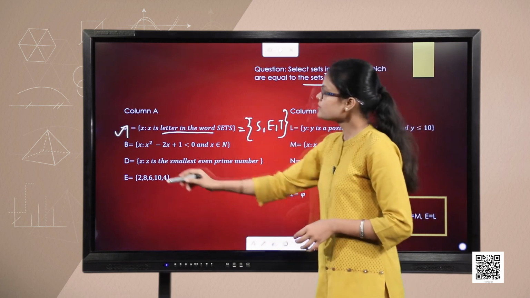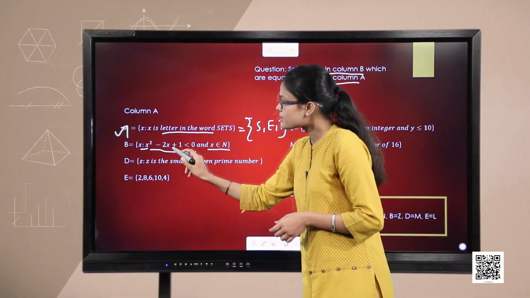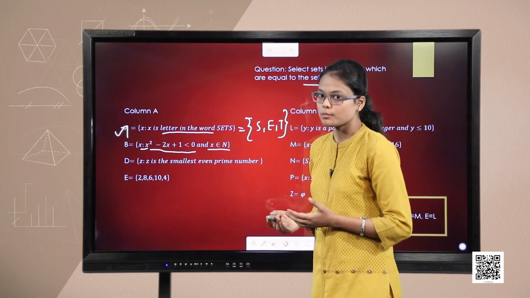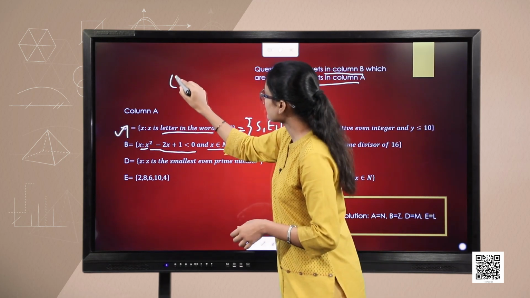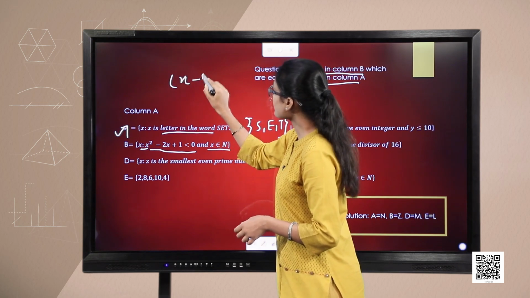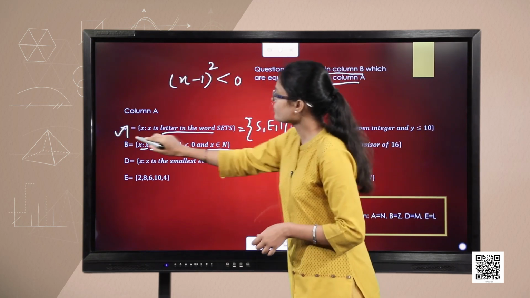Okay? Now, set B. B is the set of all those natural numbers which satisfy this inequality x square minus 2x plus 1 less than 0. You may see x square minus 2x plus 1 is forming a perfect square which I can write here as x minus 1 whole square less than 0.